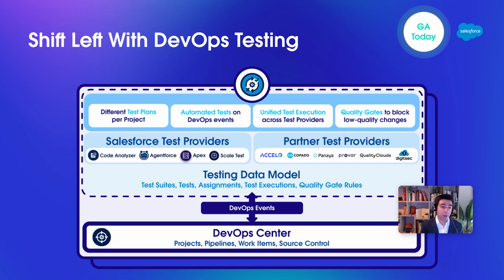And that means you can create the appropriate testing plans per project. You can fire off those automated tests based on those key DevOps events. You can have that unified test execution across multiple test providers, then get all the results. And based on those results, the quality gate rules are going to be evaluated, and they will potentially block those low quality changes and effectively allow you to address those problems earlier.